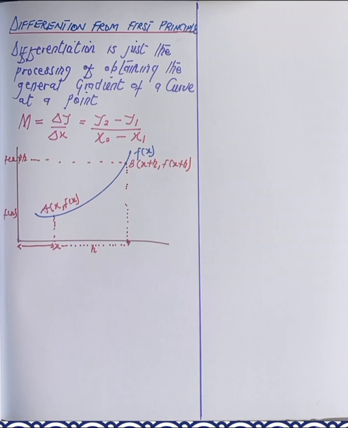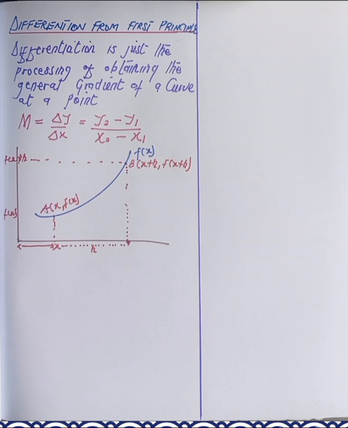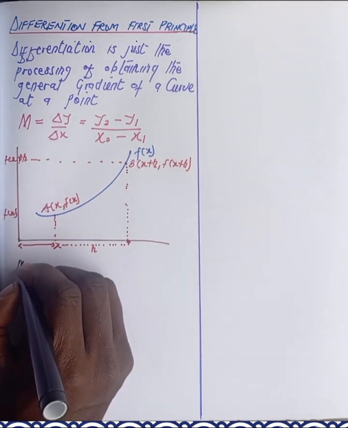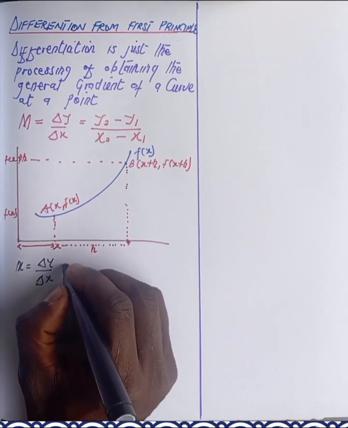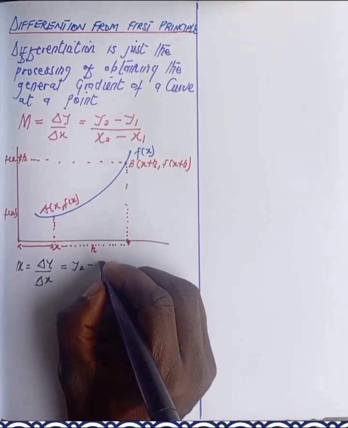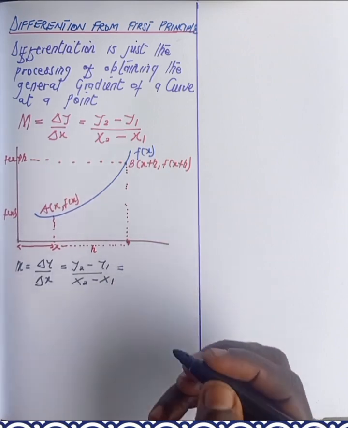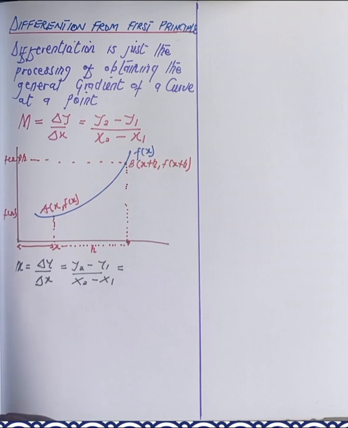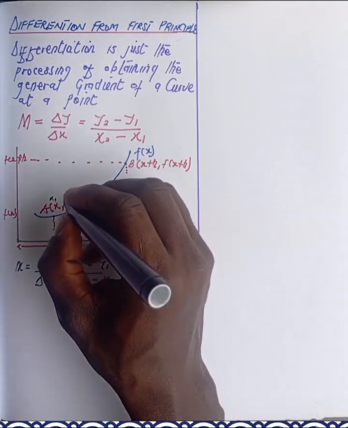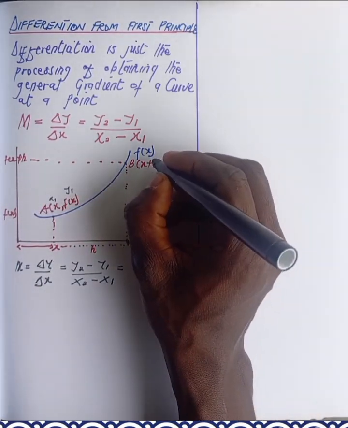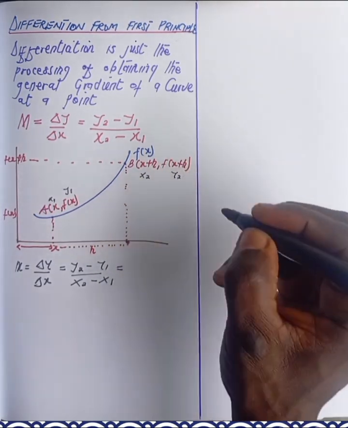Now let's find the gradient for these very 2 points, and we know that the gradient given 2 points is given as change in y over change in x, which is y2 minus y1 all over x2 minus x1. So from here, this is our x1, this is our y1, this is our x2, and this is our y2.